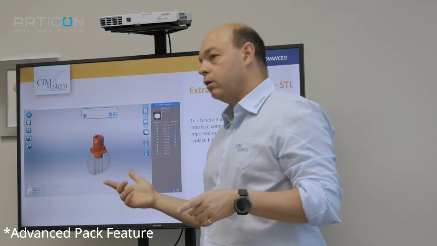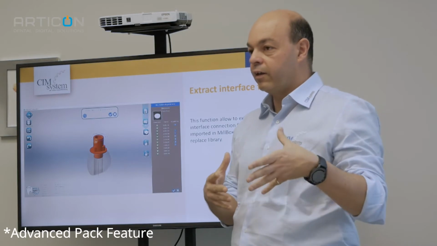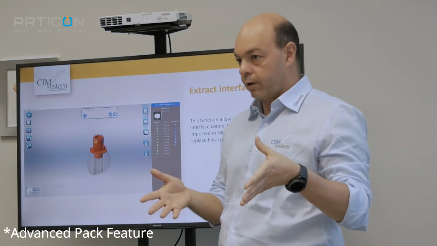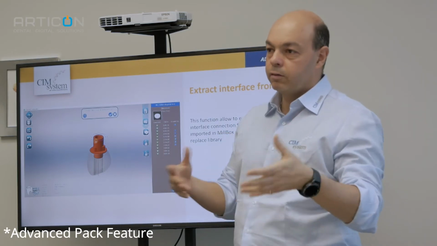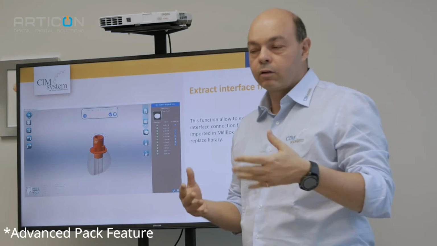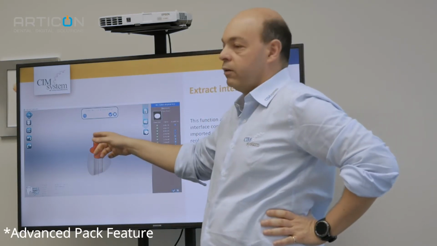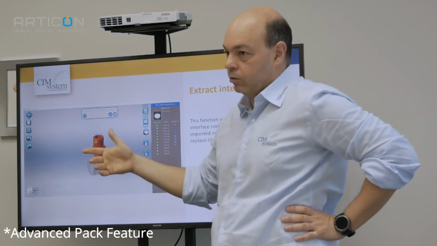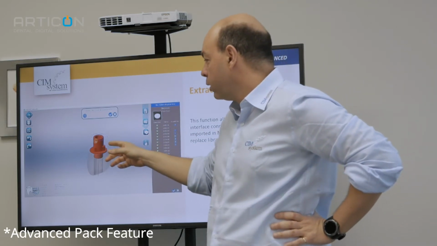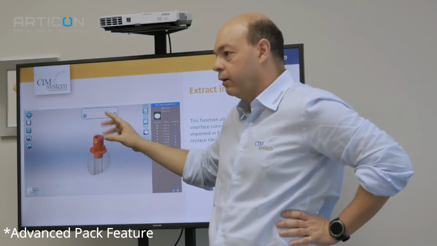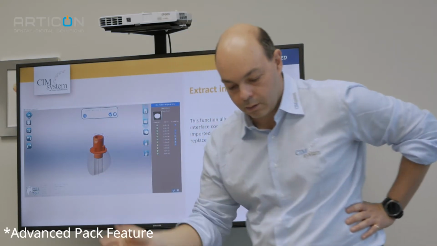This is good news because after you have this interface in your library, it's very easy now to create your library by yourself. Before, you needed to send it to us or to Articon, please create the interface or create the library. Now it's possible by yourself. Of course, if this is fake or is not a good STL, it doesn't make sense to extract and put it in the library. But if you receive one STL with a good interface inside, it's very easy now to extract it and put it in the library.